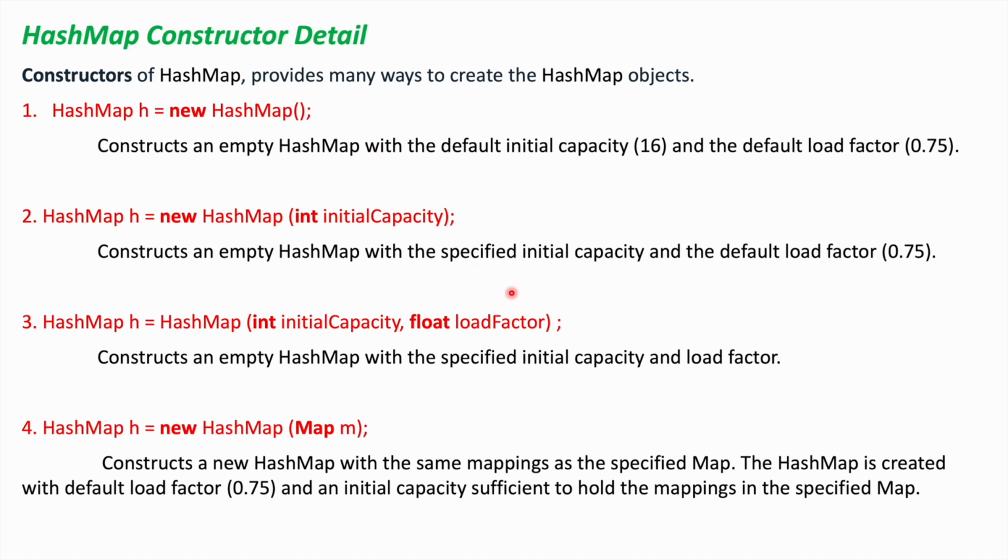These four constructors are common for all hashing related map objects like LinkedHashMap and TreeMap; we can use the same constructors. Only the name will be changed. Like if you are using HashMap, HashMap will be there. If you are using LinkedHashMap, LinkedHashMap will be there. So for all hashing related maps, we will use the same constructors.